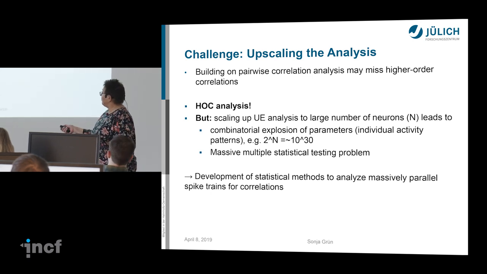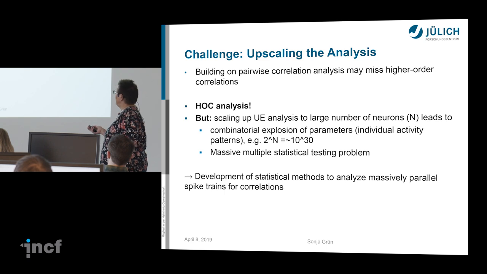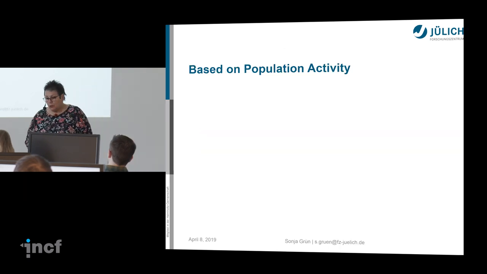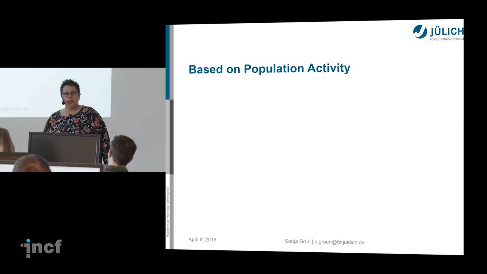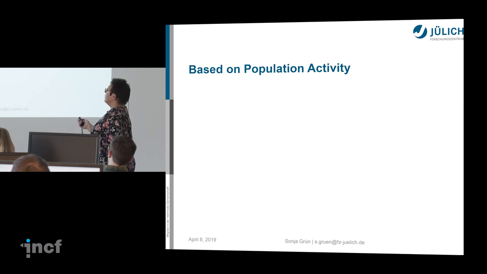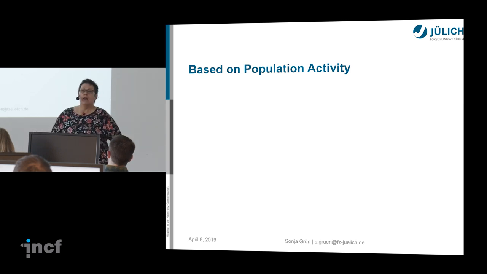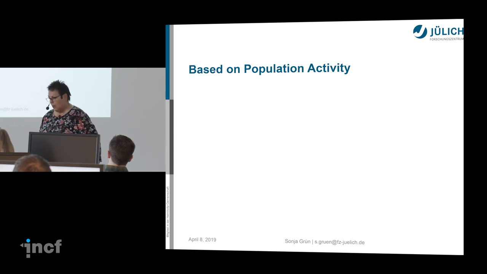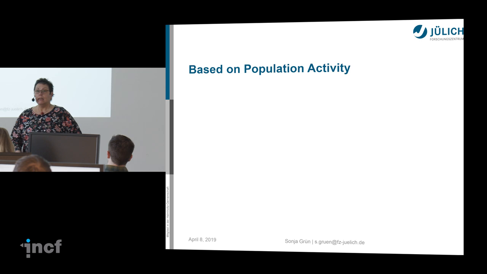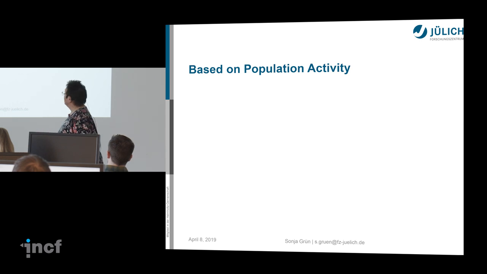And so we started about 15 years ago with the development of statistical methods to analyze such massively parallel spike trains. Now, the first approach, actually suggested to me by Wolf Singer, was, he said, why don't you just look at the population activity? And I started to think about this, and actually it's a quick way of looking at data to get a hint if there is higher order correlation available in some sense, and then you can later on dig into this and focus and try to find out which neurons and so on.